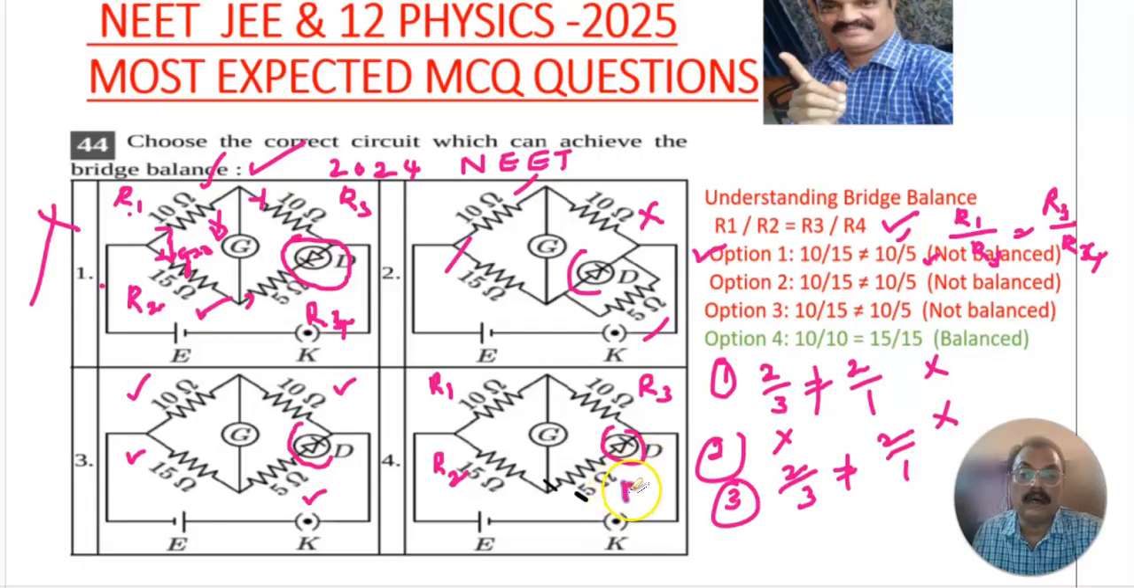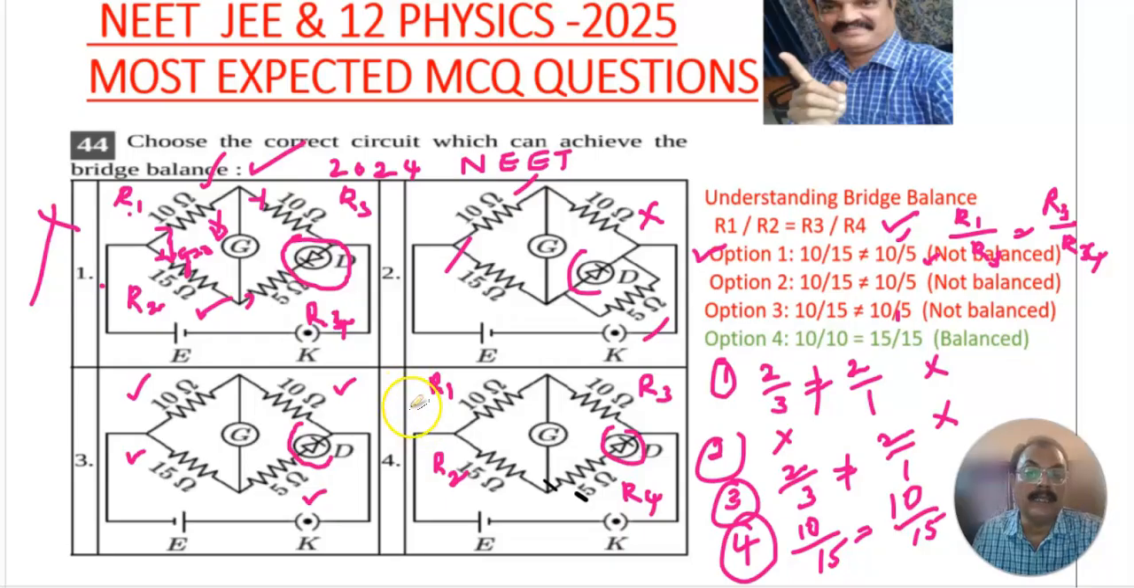Here R4 is 15. So that means what you will get? 10 by 15 is equal to 10 by 15. So it is equal. Therefore, the bridge is said to be balanced in the fourth condition. So the answer is that the balance condition is the fourth one.